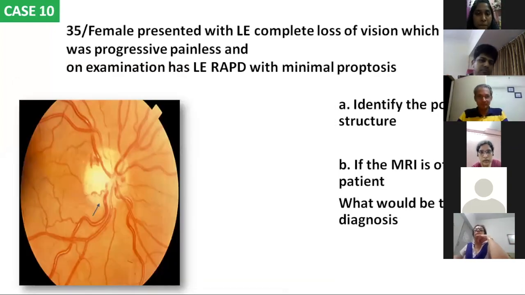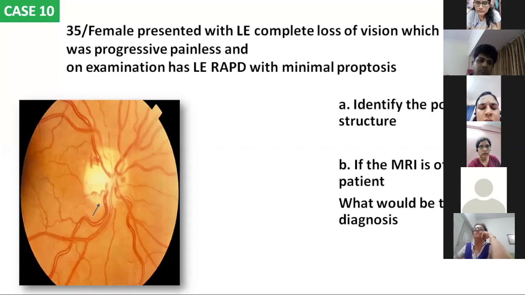A 35-year-old patient presented with left eye complete loss of vision, which was progressive and painless. On examination, she has a left eye RAPD with minimal proptosis. Identify the pointed structure here. You can see a small arrow near the inferior part of the disc. What is this called? This vessel specifically. There is some name to this vessel which you don't see normally. Sir, is it an optociliary shunt? Perfect. That's what was expected. It is an optociliary shunt.